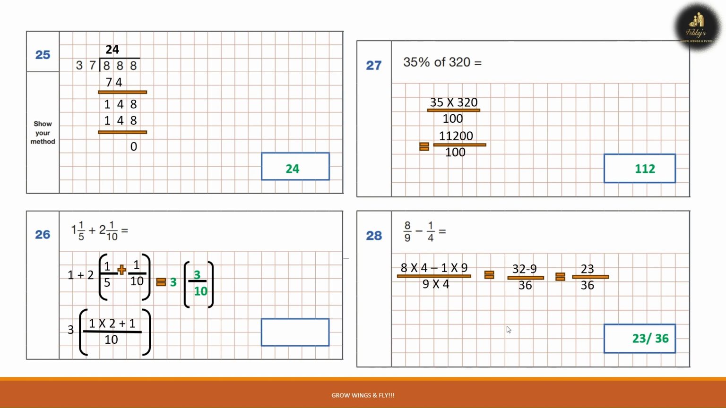For question 26, you may have other ways to do it. We have taken a simple approach here. We added the whole numbers together and put the fractions into a bracket. When we add the whole numbers, we get 3. When we solve the fractions in the bracket, we need a common denominator, which is the LCM in this case. The LCM being 10, we multiply the first fraction with 2. Once we do that, we simply add and get the fraction as 3 over 10. This will finally give us the answer as 3 3/10.